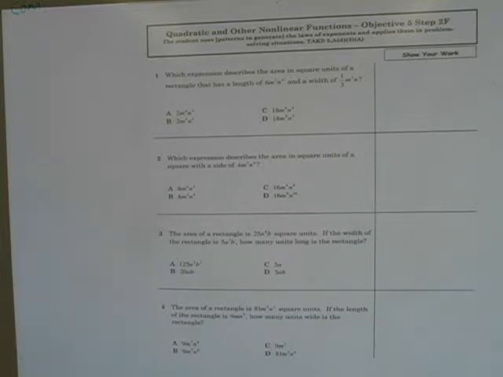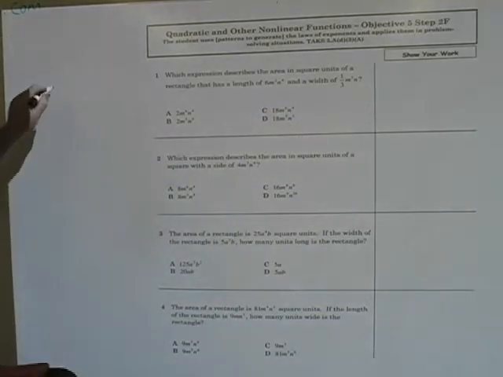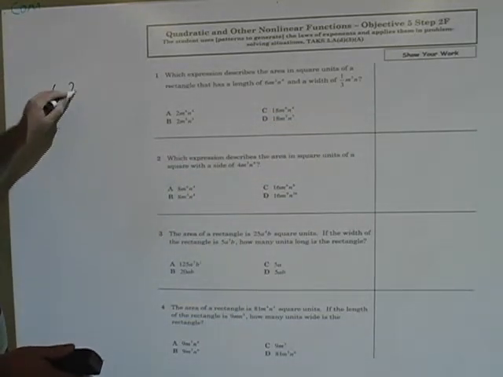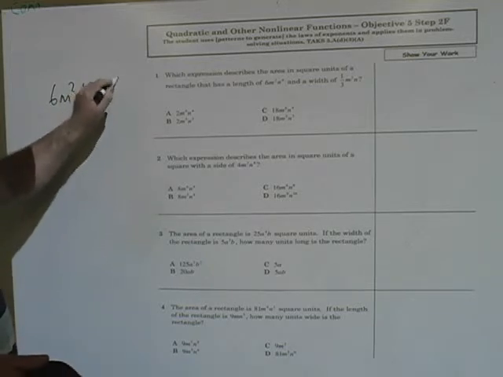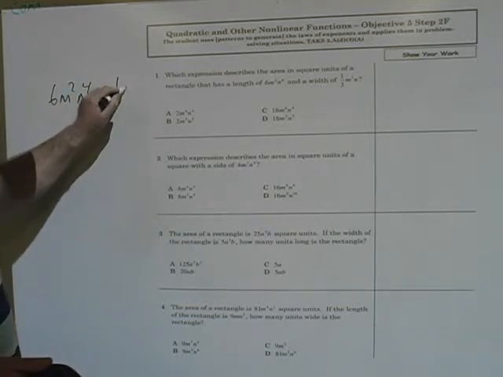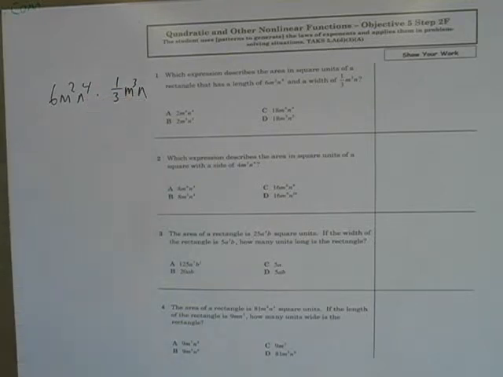Okay. Look at number 1. Area of a rectangle. So I'm taking the length times the width. 6m squared n to the 4th times 1/3 m to the 3rd n. Okay. There's nothing new here except they've thrown a fraction in.